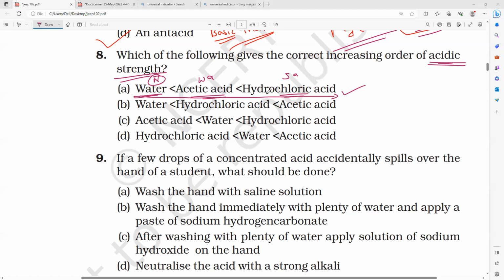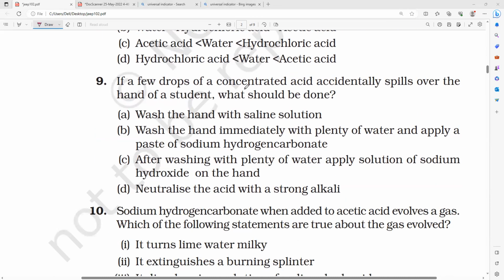Next, if a few drops of concentrated acid accidentally spill over the hand of a student, what should be done? Everybody, what do you think? Option B. Whenever a few drops of concentrated acid or any kind of acid accidentally spills, you have to wash with plenty of water. That is a safety precaution. And apply a paste of sodium hydrogen carbonate. What is sodium hydrogen carbonate, everybody?